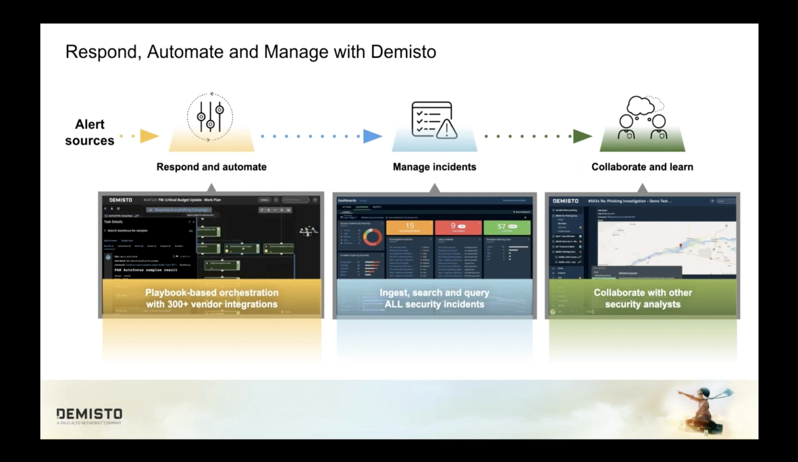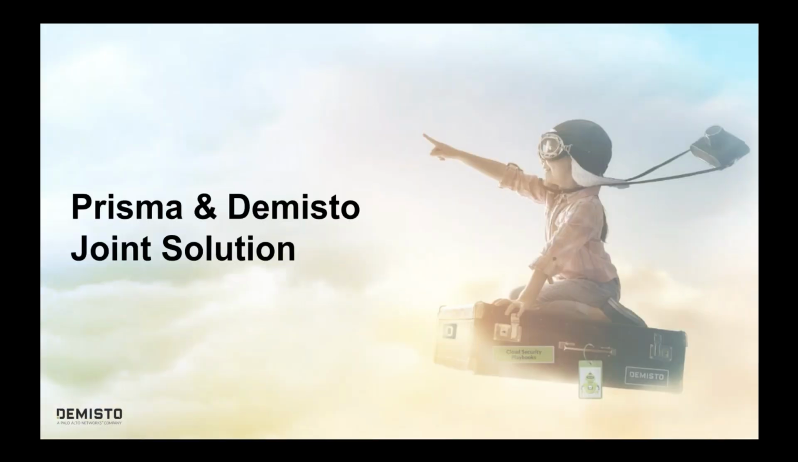You can see the alerts coming in, and you can also collaborate and learn with your peers. So if there are any actions that you need to take manually, aside from the actions that are configured in your playbook, you can take those in real time. And all this could be done with Demisto. So now we know about Prisma Cloud and Demisto. Let's talk about the joint solution, the reason we are all here for.